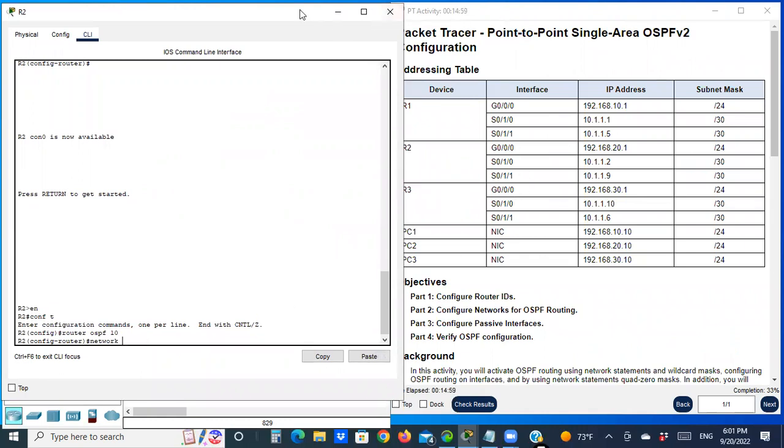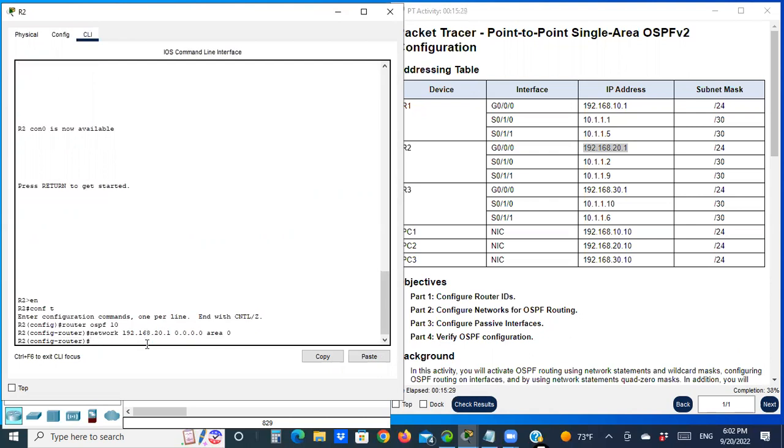Okay, here R2 has 3 interfaces with IP addresses. Good. So this one, network 192.168.20.1 is the IP address, with quad 0, 0.0.0.0. Okay, and area 0, single area. Okay, and the second one.